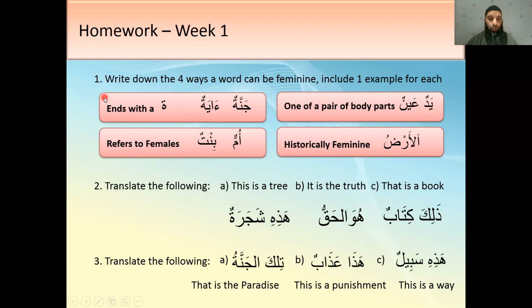So when the word ends in ta marbuta, the closed ta, like jahannam, like jannatun, like ayatun, that's one way. Another way is if it is a pair of body parts, then it's also feminine. So hands, eyes, ears, not the nose, not the mouth. Does it have to be a pair? Yeah, if it comes in a pair, only then it's feminine. Right, okay. Otherwise it's masculine.